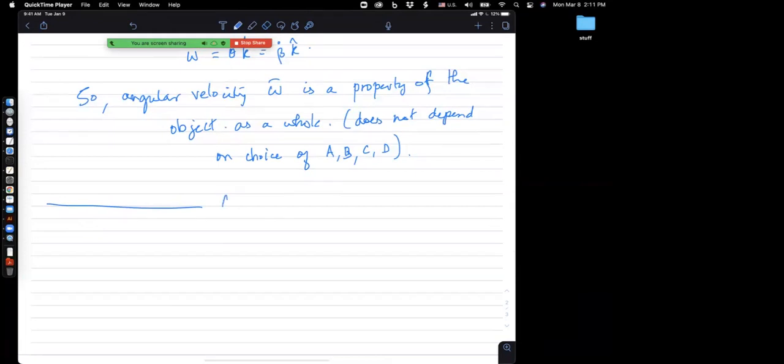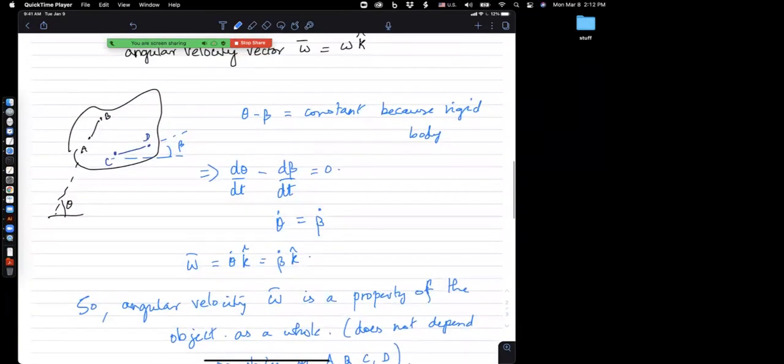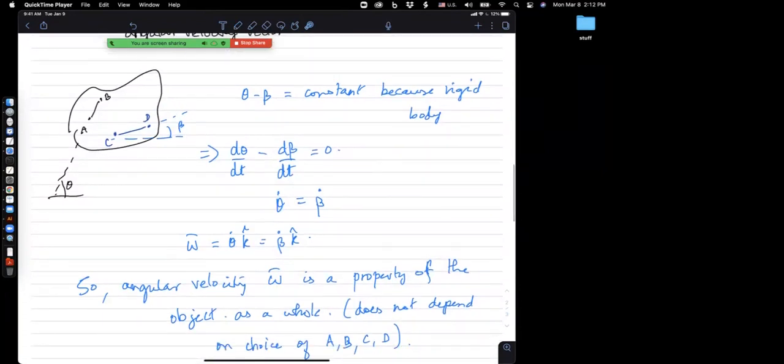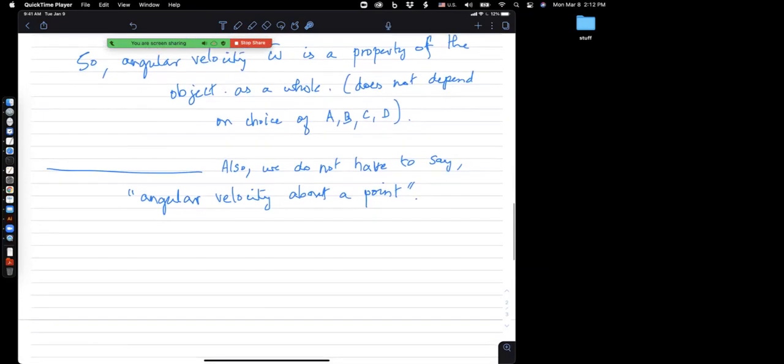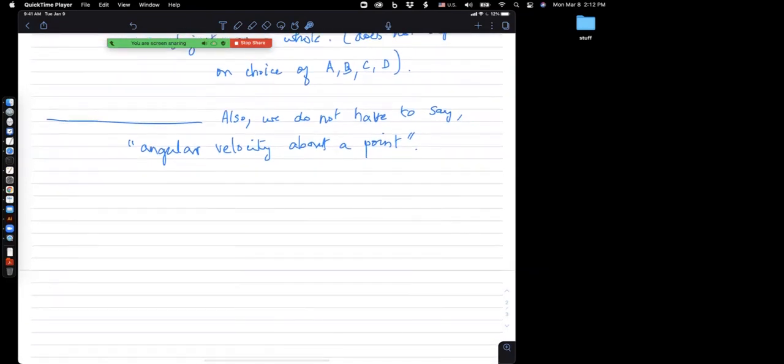Also, we do not have to say angular velocity about a point, because we didn't really assume that it's rotating about a point or anything like that to define this concept, right? This object is changing orientation, these angles are changing, and it's just a function of how those angles change. Okay, so that's the second point.